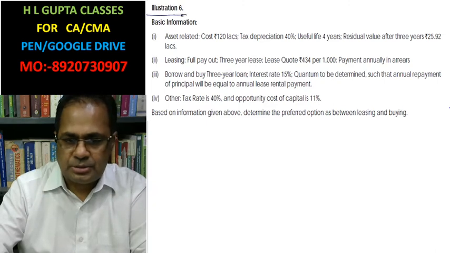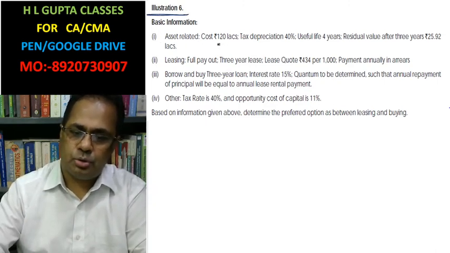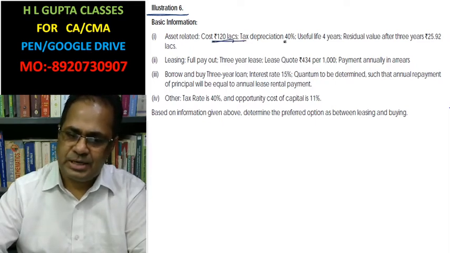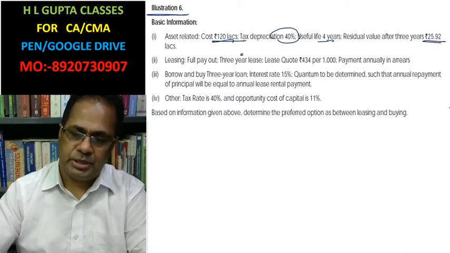Lease and hire purchase, illustration number 6. Basic information: the asset's cost is rupees 120 lakhs. Tax rate depreciation is 40%. Useful life is 4 years. The residual value after 3 years is this.